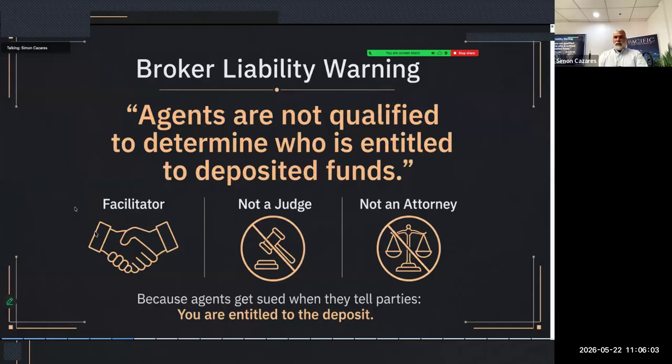But going back to broker liability and warning, agents are not qualified to determine who is entitled to deposit funds. Facilitators, not a judge, not an attorney, right? It's just buyer and seller at the end of the day. They're the ones that say, look, all right, you know what? I am done with this. I want my deposit back. Here is $1,000, take it. Okay. And then I throw it back at the seller. Hey, look, in good faith, the buyer, not that they're taking blame or fault to this, but they're offering $1,000. I would encourage you, and again, it's your decision, but I would encourage you to take it and run.